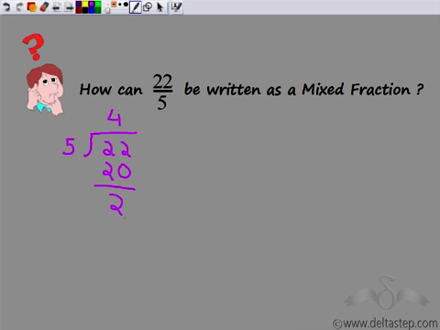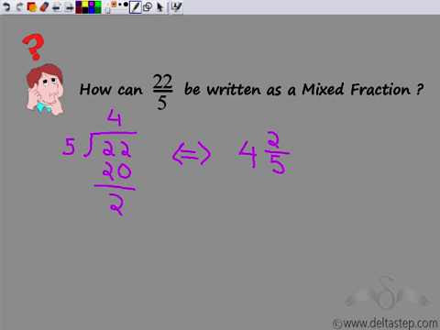So I can write this number as, now for the mixed fraction, the integer part is the quotient, which is 4. Numerator of the fraction part is the remainder, which is 2. 2 is the remainder here. And the denominator remains the same, which is 5, the divisor. So 22 by 5 can be written as 4 2 by 5 in the mixed number format. So that's how I can write it.